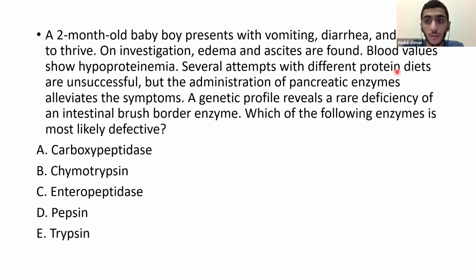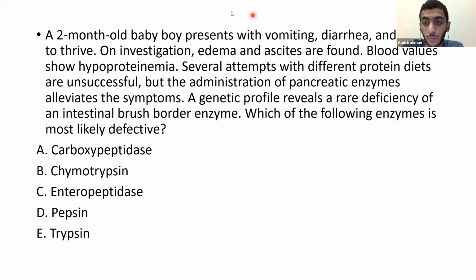Next question. A 2-month-old baby boy presents with vomiting and diarrhea and failure to thrive. On investigation, edema and ascites are found. Blood values show hypoproteinemia. Several attempts with different protein diets are unsuccessful, but the administration of pancreatic enzymes alleviates the symptoms. A genetic profile reveals a rare deficiency of an intestinal brush border enzyme. Which of the following enzymes is most likely defective? C.